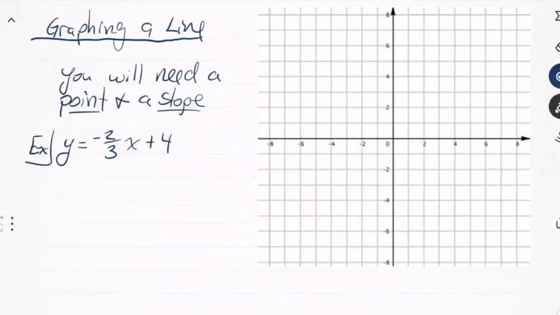All right, so what if we want to graph a line from an equation? Well, whenever you're graphing a line, the only thing you really need is, well, of course, 2 points would be really nice, but generally a point and a slope. So as long as we can find a point and a slope, we should be able to draw a line fairly quickly.